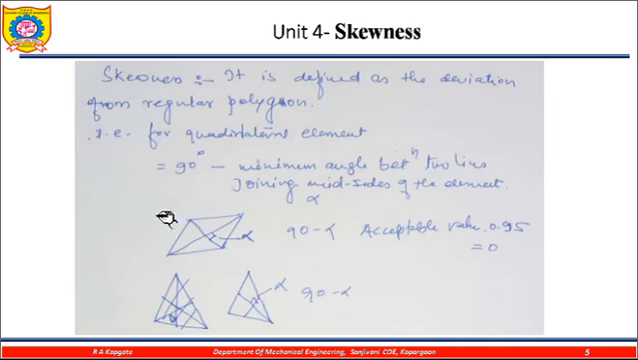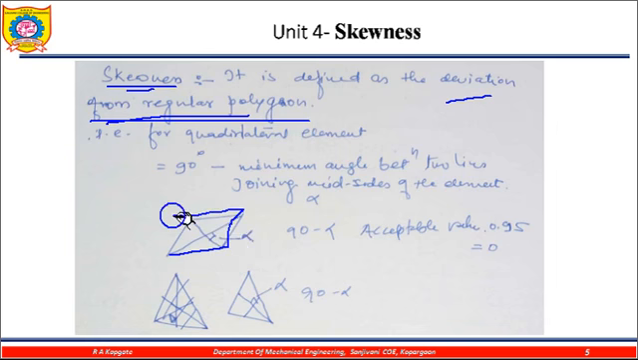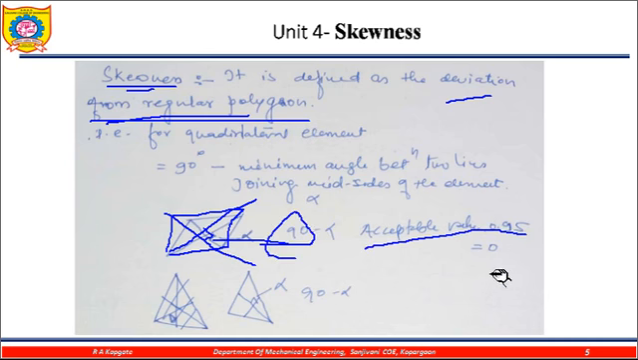Then we move on to the skewness. Skewness is defined as the deviation from the regular polygon. If I draw a regular polygon, and draw the diagonals, whatever angle we have developed here must be 90 degrees. The acceptable value is 0.01, or there should not be a difference. Only a 1 degree difference can be considered, but not more than that.